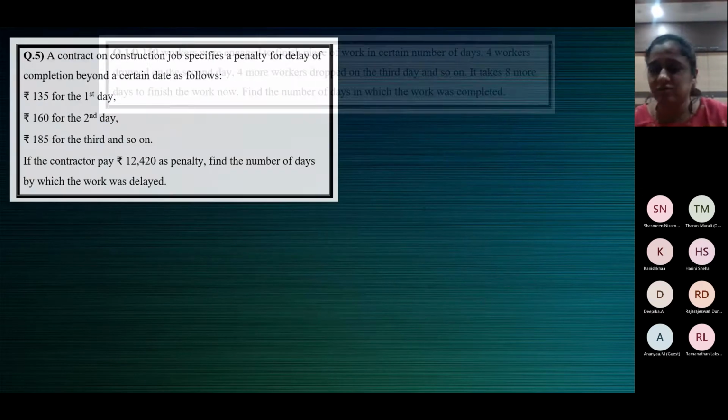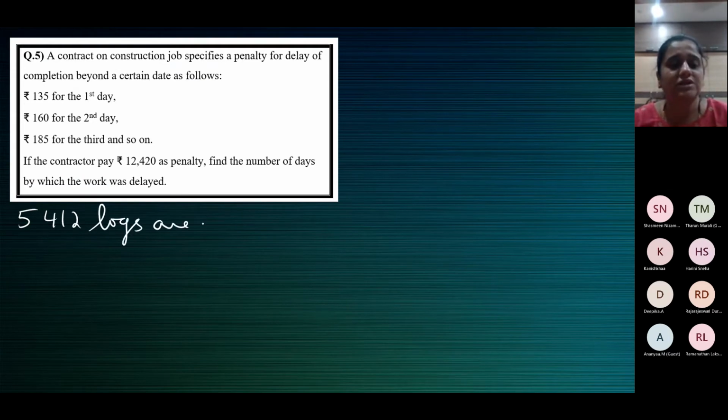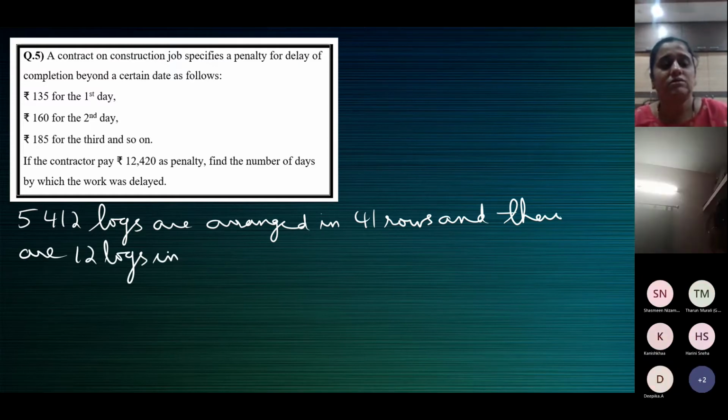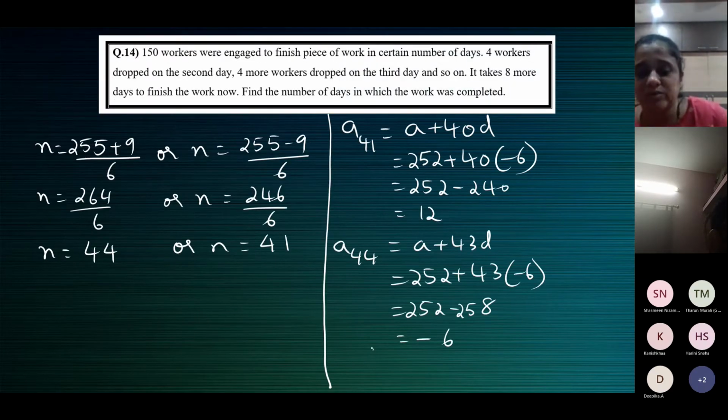So we conclude like this. 5,412 logs are arranged in 41 rows, and there are 12 logs in the top row. So here we say not possible. This one is not possible.